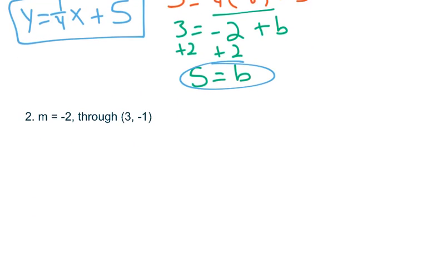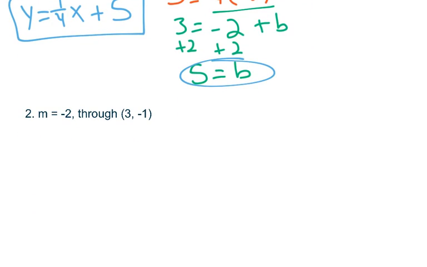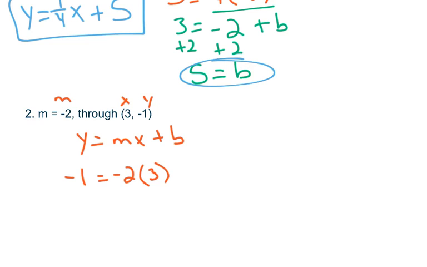Let's try another one here. M equals -2, and we're going through the point 3, -1. So remember, this is m, obviously, right here. This will be x, this will be, not b, sorry, that is y. Okay, so we're going to have y equals mx plus b. Plug in what you know. We know the y value is -1, the m value is -2, the x is +3, and the b, well, we don't know that. That's what we have to find.